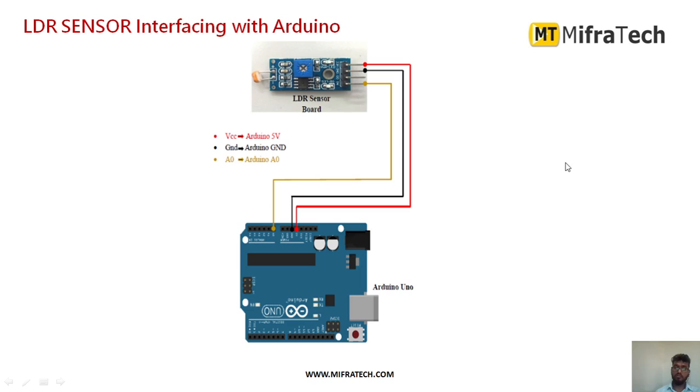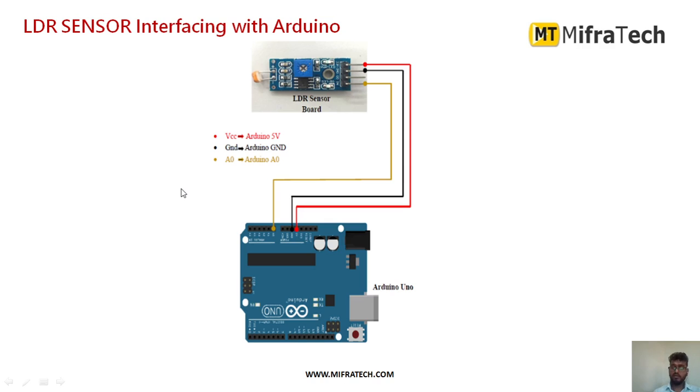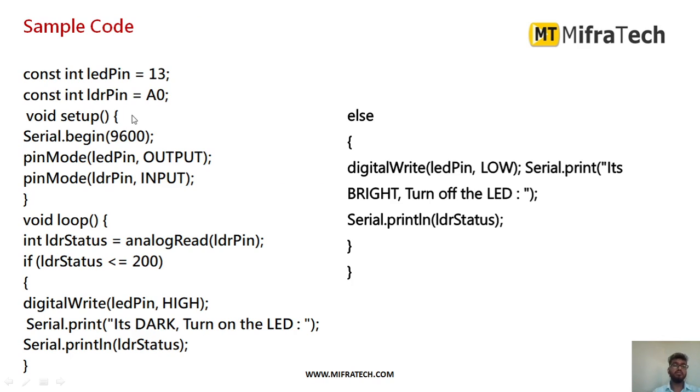Next we will see how the program will look like. So this is a simple Arduino code. In the code I have written a LED pin also, because whenever the LDR sensor detects there is no light, I have to turn on the LED. If there is sunlight, I should turn off the LED. Like that a program I have written.